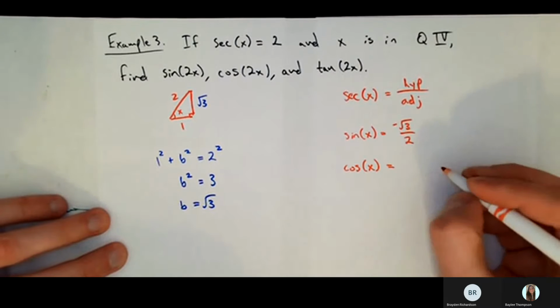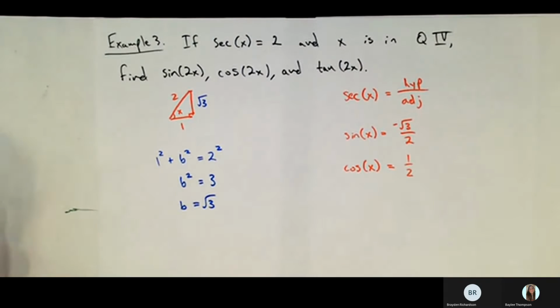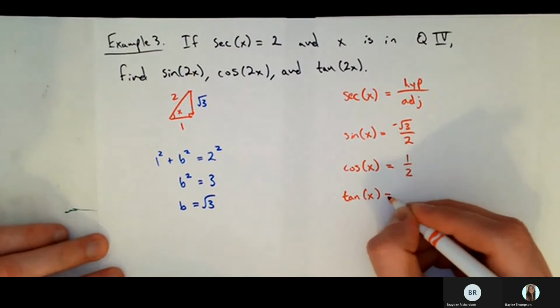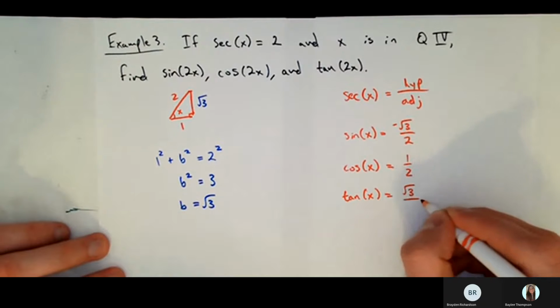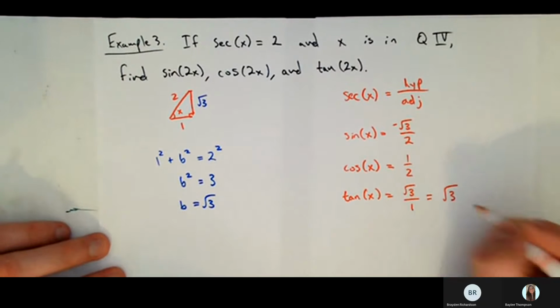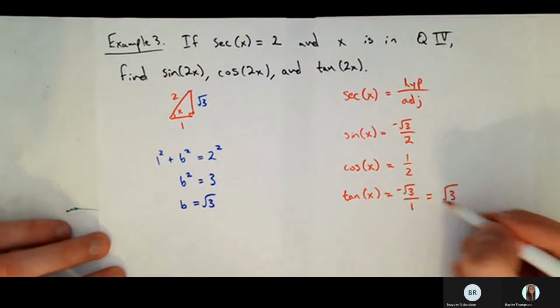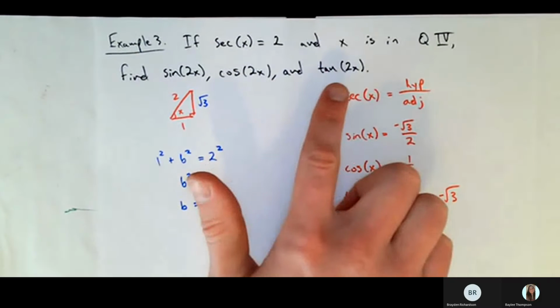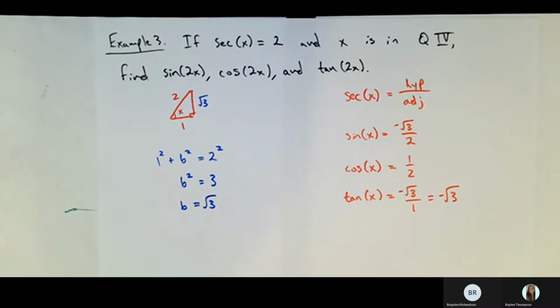Cosine of x should be 1/2, and in quadrant 4, cosine is positive. And then tangent of x should be opposite over adjacent, in other words, just square root of 3, and tangent should be negative in quadrant 4. There we go. There are the 3 building blocks that we need in order to be able to find sine 2x, cosine 2x, and tangent 2x.